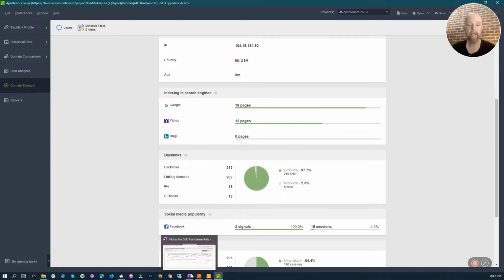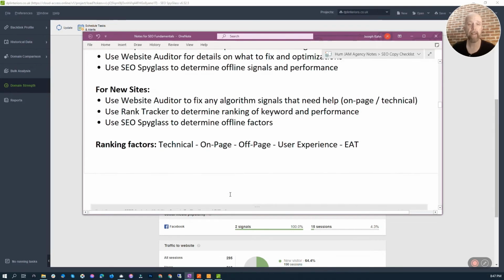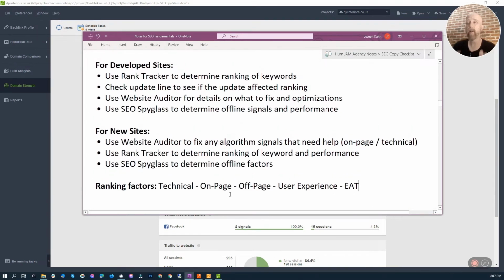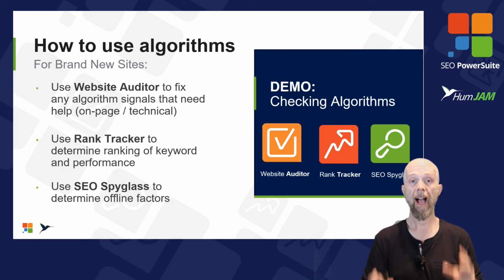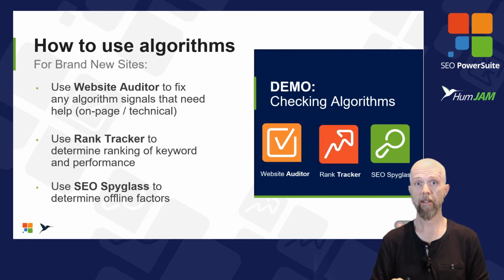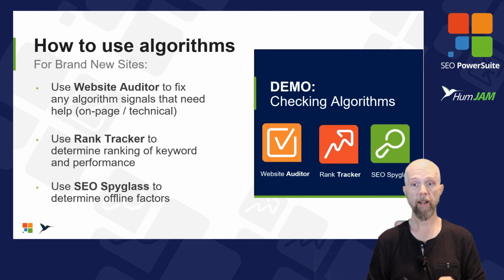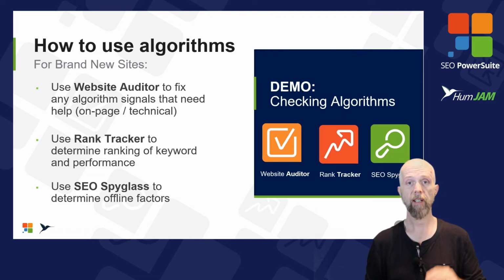So with that said, we covered everything that we needed to cover, the technical, on-page, off-page, using 3 tools to dial in and see how we get our ranking keywords up to the top of the search engines. How amazing was that? So there's a lot of stuff there, and as you can see, Website Auditor, Rank Tracker, and SEO Spyglass makes this so easy for us to hone in on all the ranking factors that we need to improve and get better.